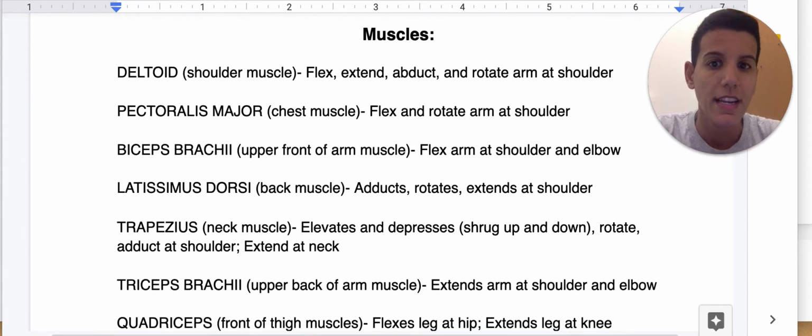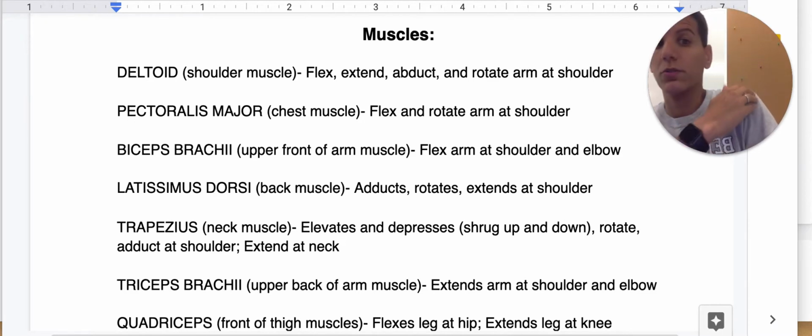Hey guys, now that you've been able to see the different muscles and where they're located, here I wrote down each of the muscles that we learned and where they're located, as well as what they do. So, one thing that many people don't realize is they say things in the wrong way, and I'm going to explain what that means. The deltoid.